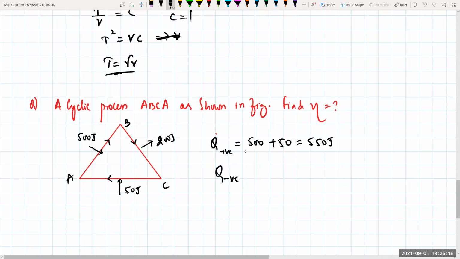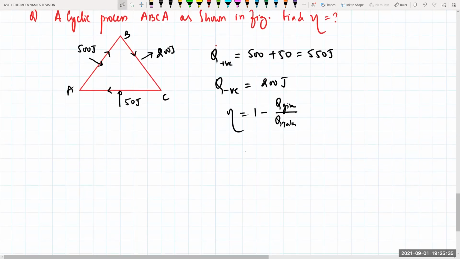Q negative, that means which is given by the system, that will be equal to how much, beta? 200 joules. So efficiency will be equal to how much, beta? It is 1 minus Q given divided by Q taken. So I can write here efficiency eta will be equal to 1 minus, given is 200, taken is 550. This one will get cancelled. So this is nothing but 20 divided by 55. That means this will become 4 and this will become 11.